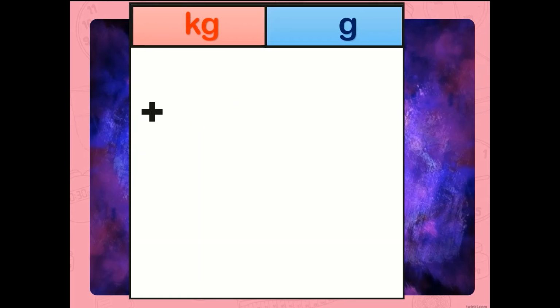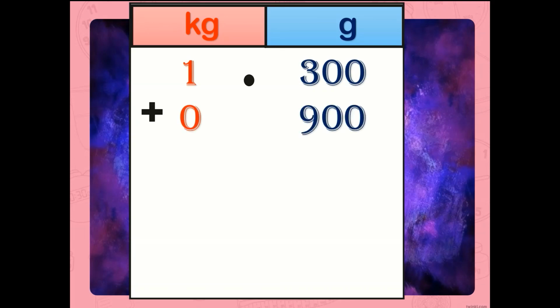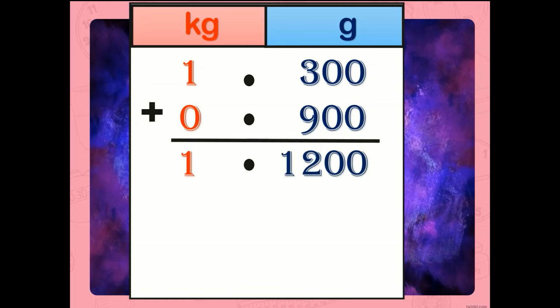So this is the way. First we mention our kg and grams. Then we write our weights. So we are having 1 kg and 300 gram, and we have to add in that 900 gram. So we will go for addition. When we add 300 and 900, we got 1200 gram, and on the other hand we are having 1 kg.